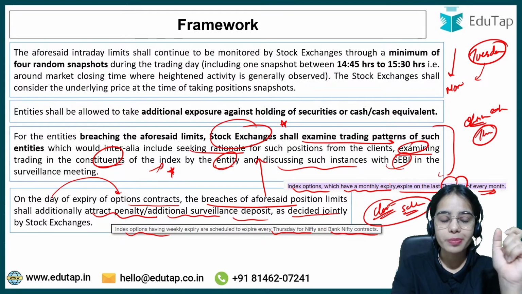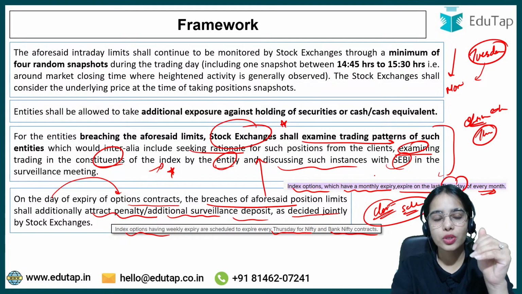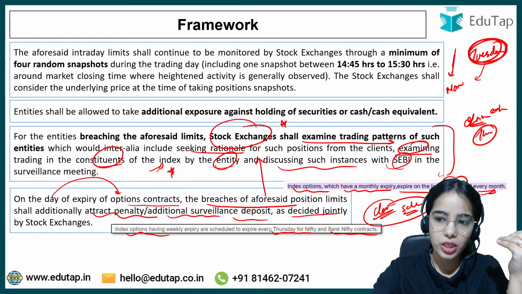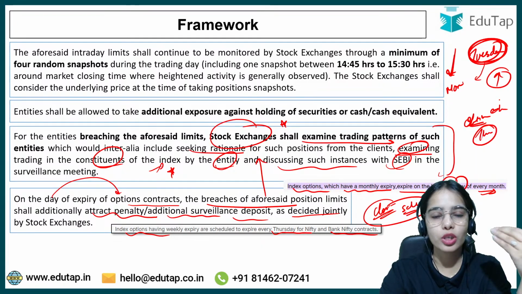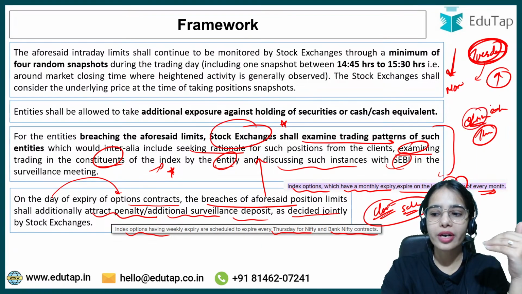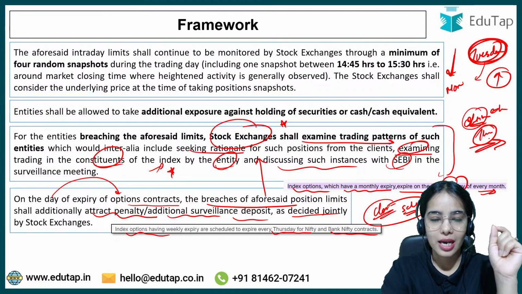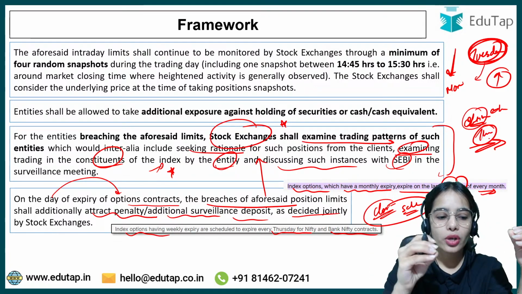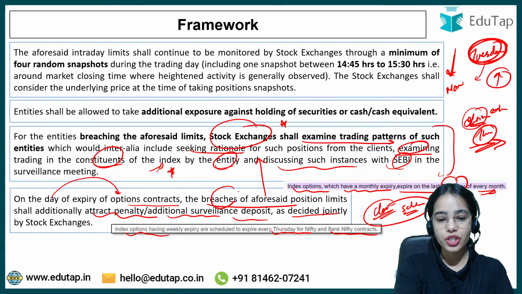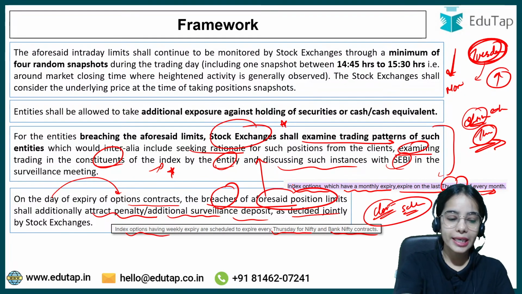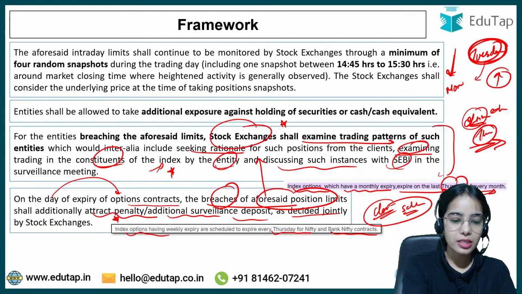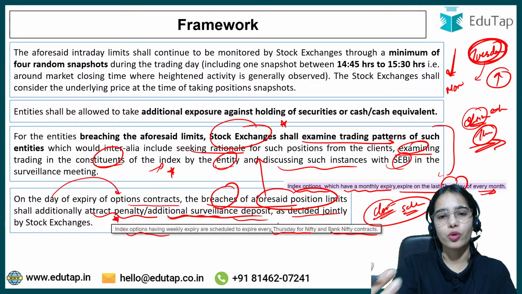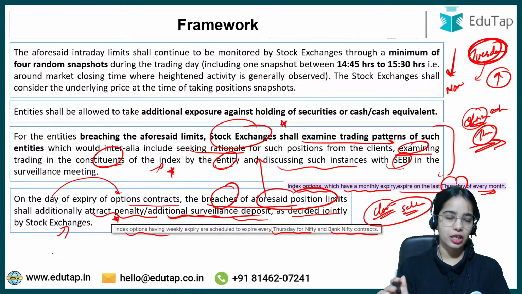Then on the day of the expiry of the option contract, when the option contract is getting expired: on Tuesday I bought the contract and I squared off, I closed my position on Tuesday only, before the closing time. But this option contract is getting expired on Thursday, as this is a weekly contract. So on the day of the expiry of the option contract, the breaches of the aforesaid position limit shall additionally attract penalty on the entities. So penalty will be taken from the entities. Additional surveillance deposit can also be taken from the entities that have breached the aforesaid limit, as decided jointly by stock exchanges. Any confusion?